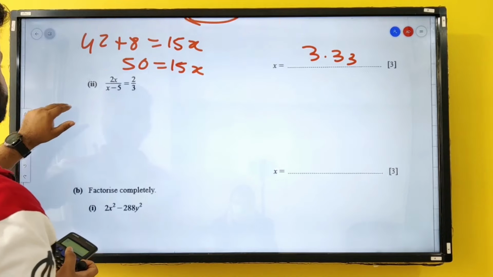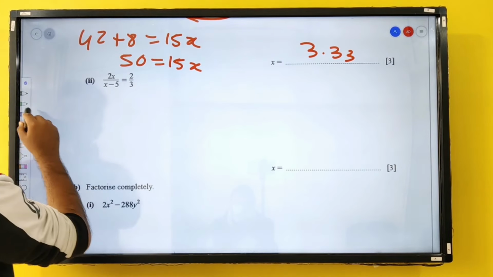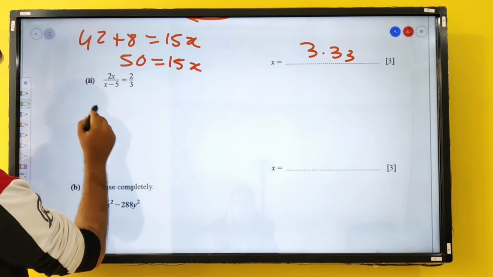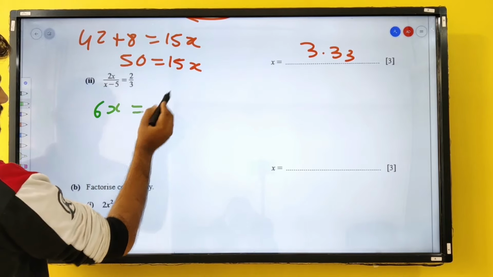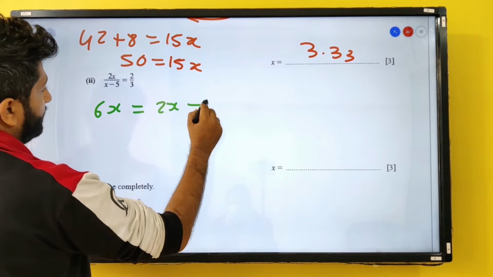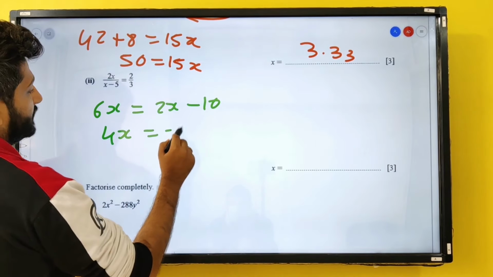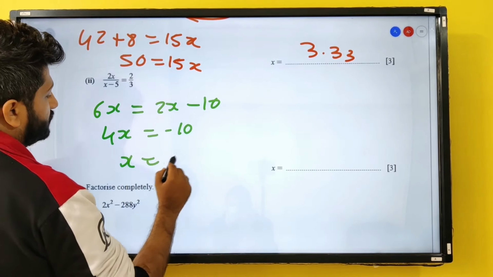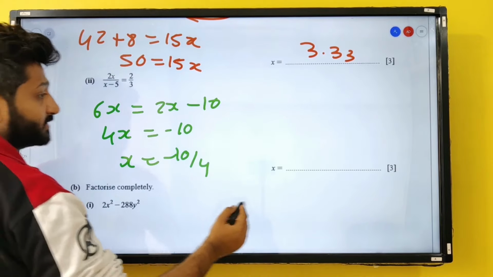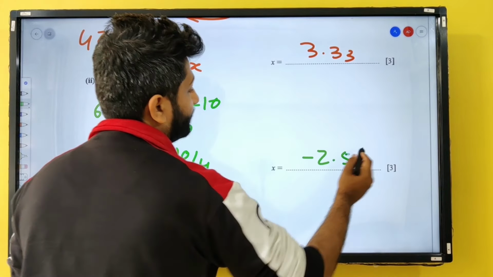Next, solve this. Let me do cross multiplication. So this is going to be 6x is equal to 2x minus 10. 4x equals minus 10. x is equal to minus 10 upon 4. I think this is minus 2.5.